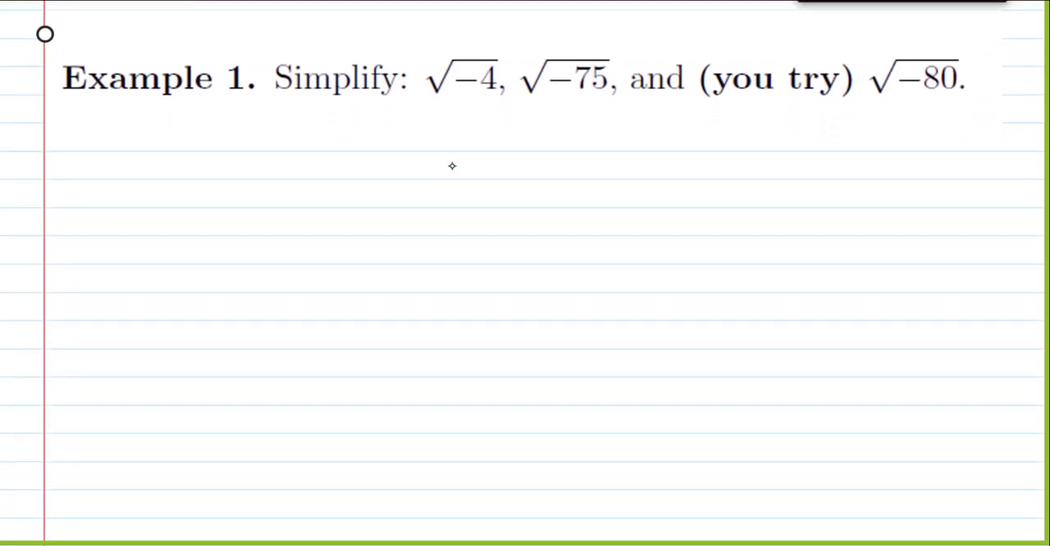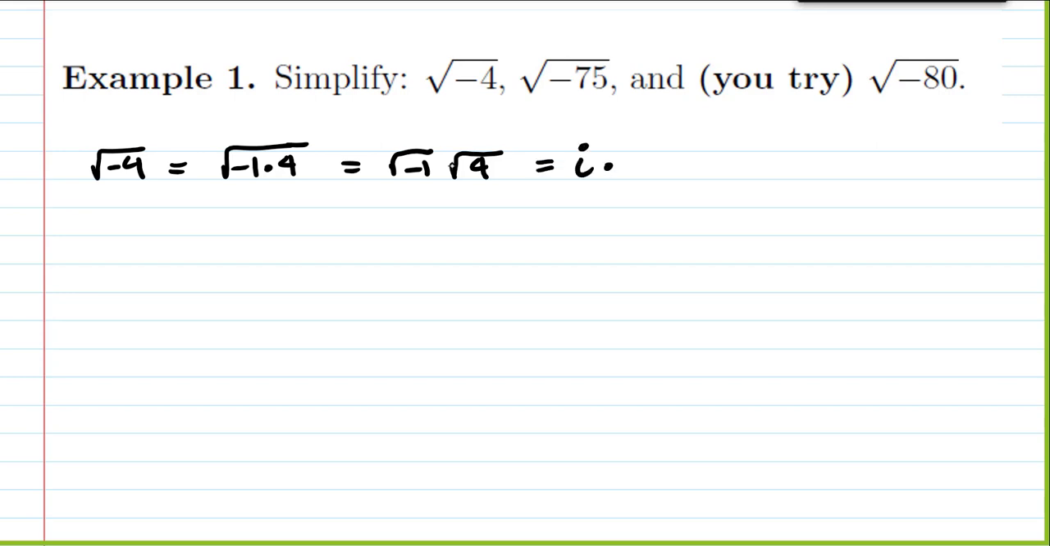All right. So let's take a look at our first one. If we have the square root of -4, we can rewrite this as the square root of -1 times 4, and then use our product property of square roots to split this into two radicals. So it's the square root of -1 times the square root of 4. And then we know that the square root of -1 is going to be the same as i, and the square root of 4 is 2, and we're going to write that as 2 times i.